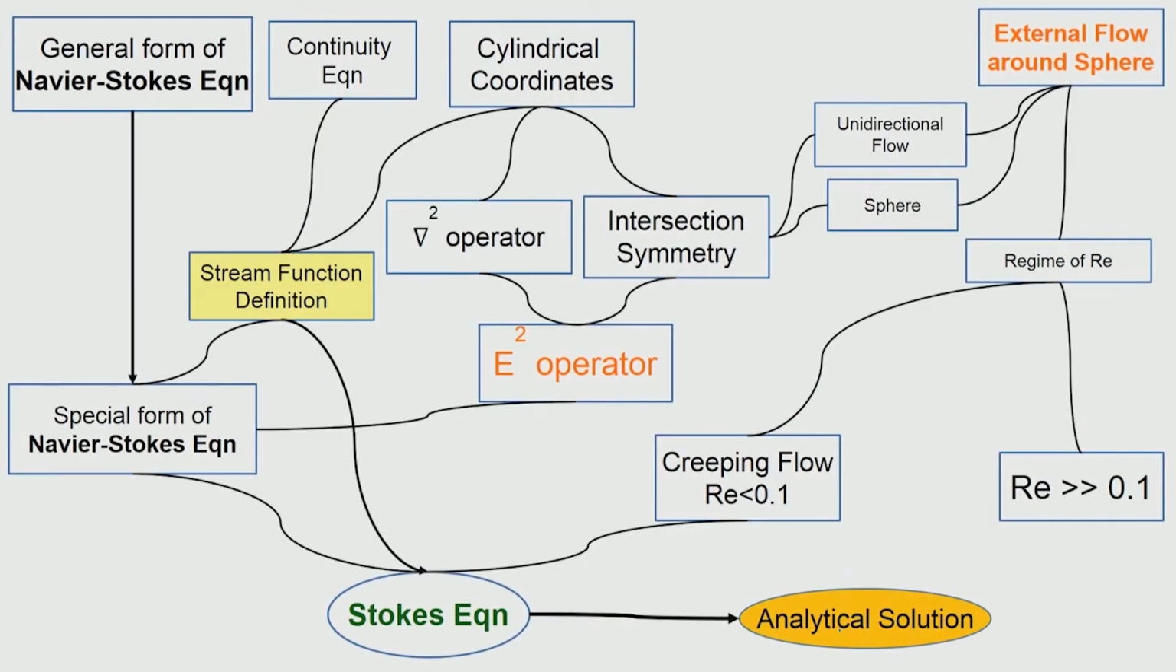So, here is the concept map of how this derivation is done. Each of these boxes contain some aspect that was discussed either earlier or will be discussed as part of this lecture. So, this is how we go about.